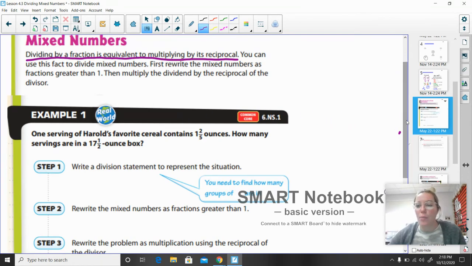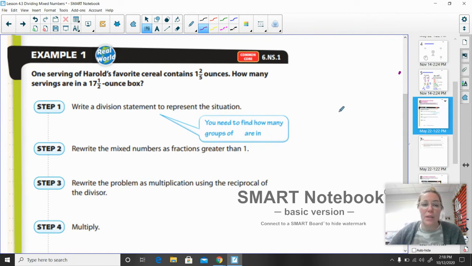When we have a story problem, again, it's really important to realize what is being divided up. One serving of Harold's favorite cereal contains 1.25 ounces, or 1 2/5 ounces. How many servings are in a 17.5 ounce box? What I'm actually dividing up here is the box into servings. So we're going to find out how many groups of 1 2/5 are in 17 and a half. So I have to make sure that 17 and a half comes first, and I'm dividing it by 1 2/5.